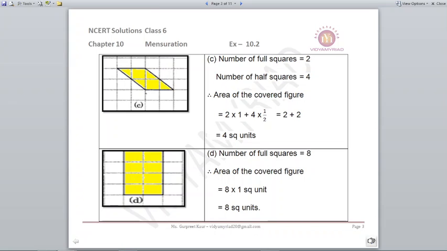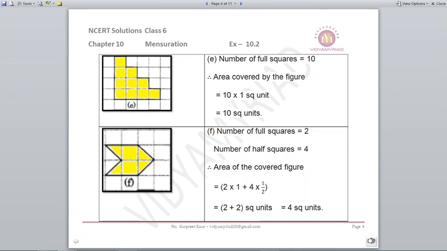D part, number of full squares required are 8. So 8 multiplied by 1 gives you 8 square units. E part, total squares required here for a shape is 10. So 10 multiplied by 1 is 10 square units.